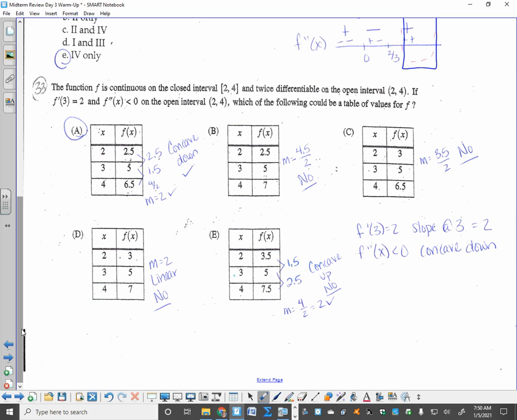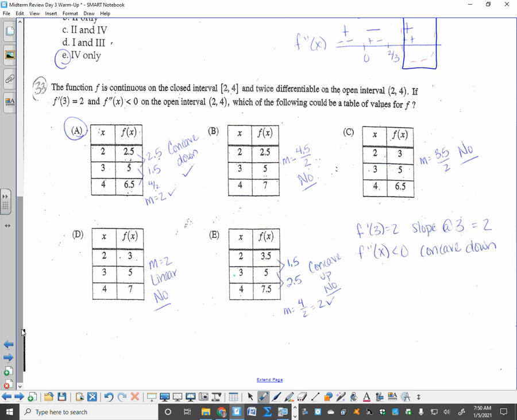Okay, number 33. Oh yeah, these are good. The function f is continuous on the closed interval 2 to 4 and twice differentiable on the open interval 2 to 4. It gives me f prime of 3. This tells me that f double prime is negative, so I know I'm concave down, which the following could be table values for f.